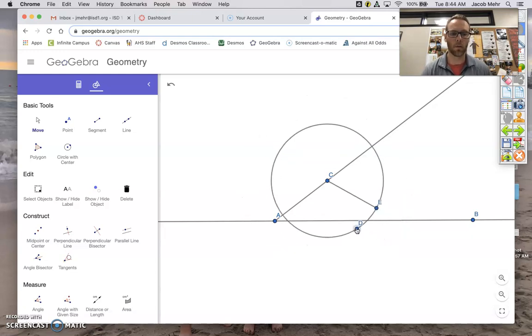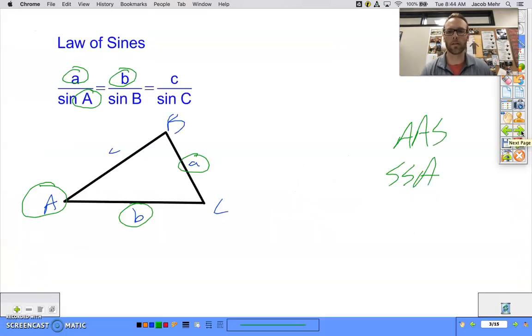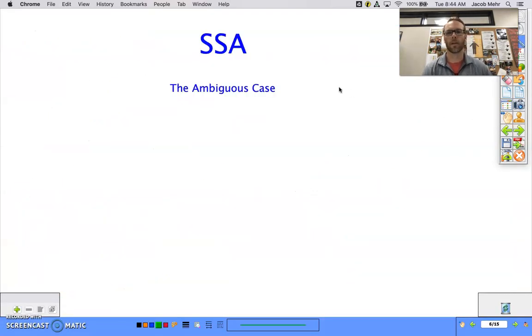Is it possible that we could have no triangles with a side, side, and angle? And the answer to that is yes, it could look like this. So how do I want to break it down? Well, we're calling side, side, angle the ambiguous case. Ambiguous means not very clear. We're not sure what's going on, so we have to really think about what could happen.